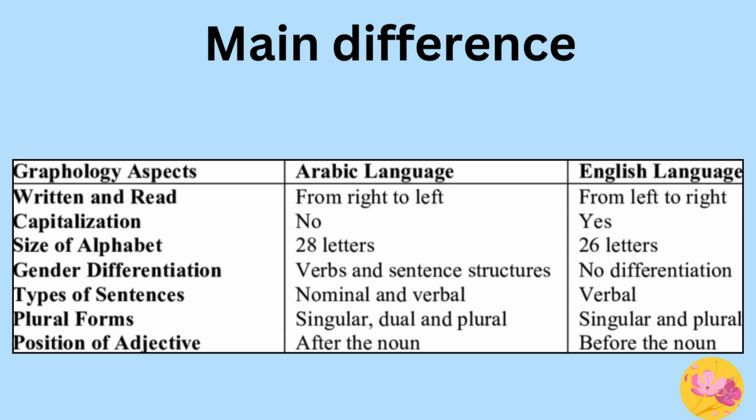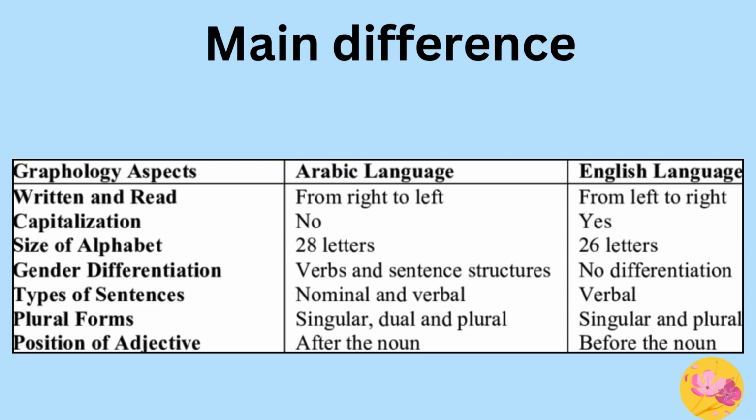The first one is written and read. Arabic is read and written from right to left, and English is read and written from left to right. Now, when it comes to capitalization, as I told you, in Arabic there is no upper and lower case, so there is no capitalization. But in English, yes, there is capitalization. Then size of the alphabet, meaning how many letters there are in Arabic as compared to English. In Arabic there are 28 letters and in English there are 26 letters.